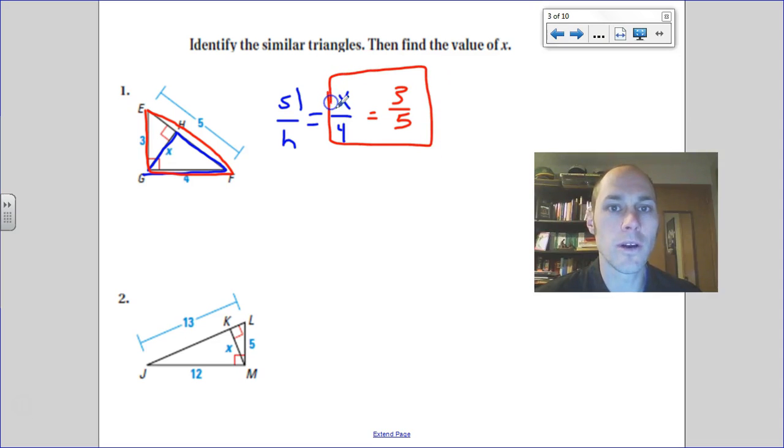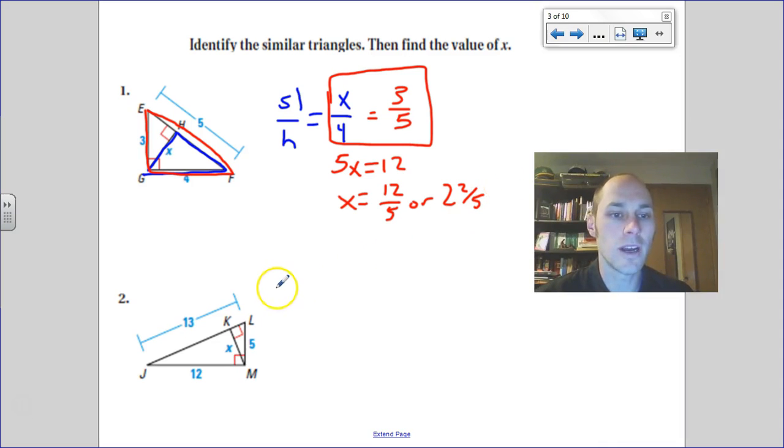So x over 4 equals 3 over 5. So cross products are equal, so 5 times x is equal to 3 times 4. Divide both sides by 5, x equals 12 over 5, or 2 and 2/5, or 2.4, whichever you prefer.